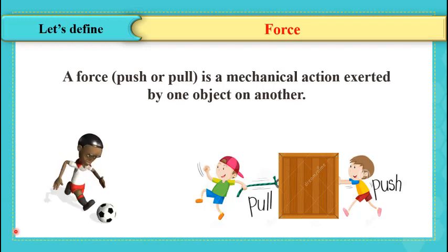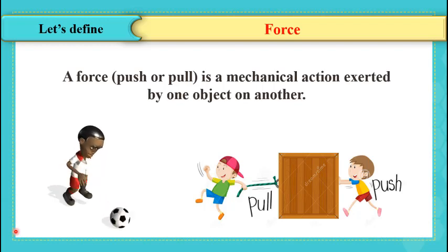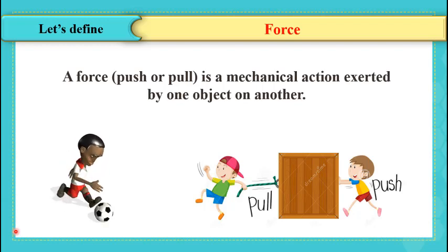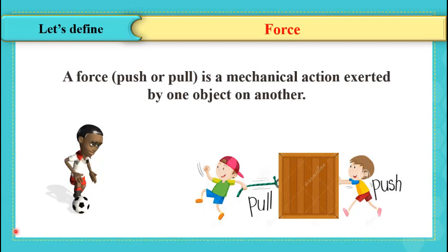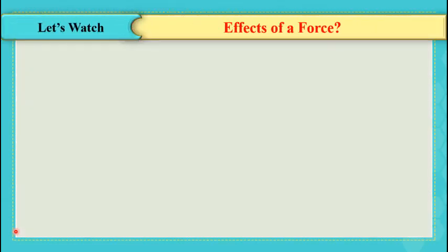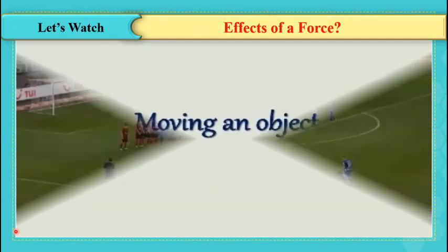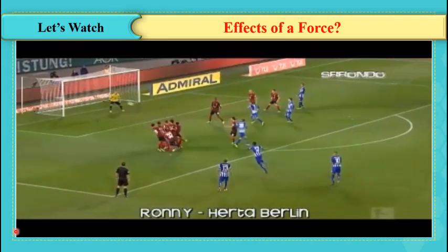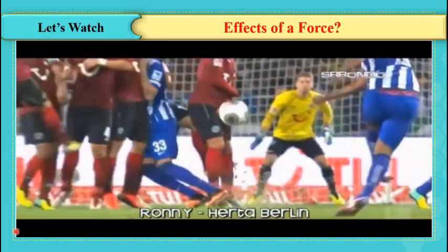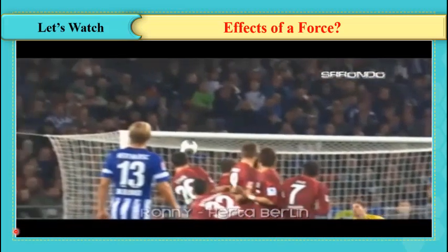But in the previous year, we have learned that forces are not able to be seen. So, how can we know that they exist? We know that they exist by their effects. So what are the effects of a force? Let's watch. A force may set an object in motion. For example, this ball is at rest, and the force exerted by the player on the ball set the ball in motion.